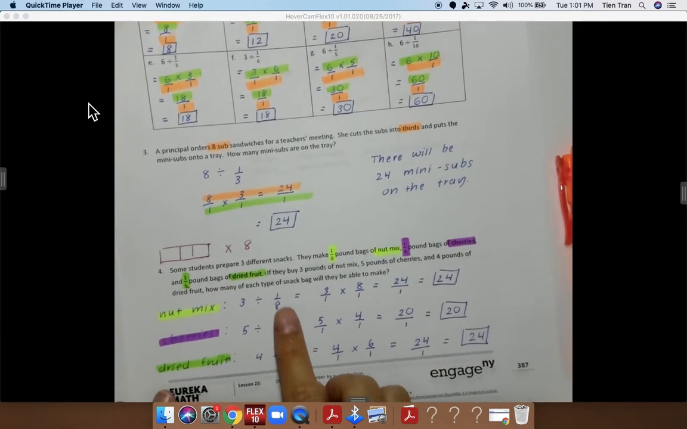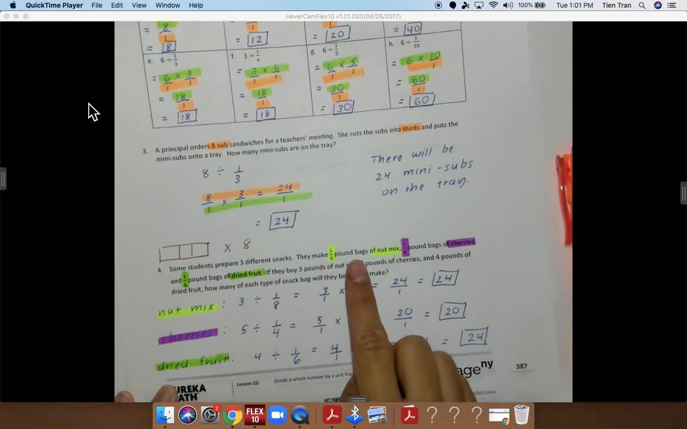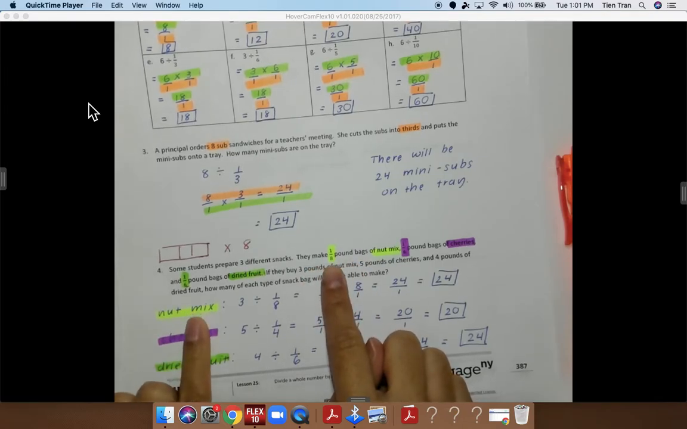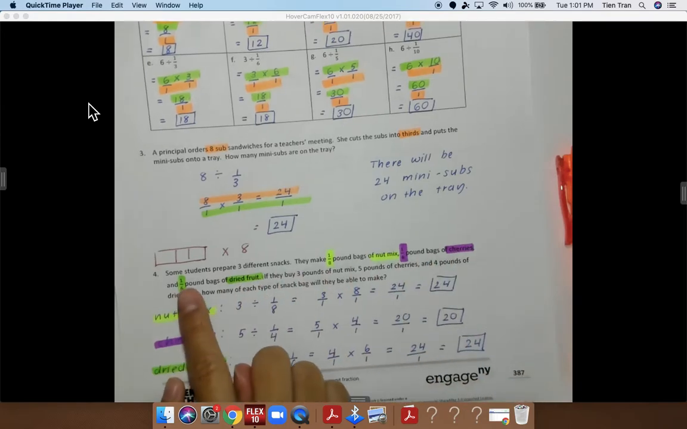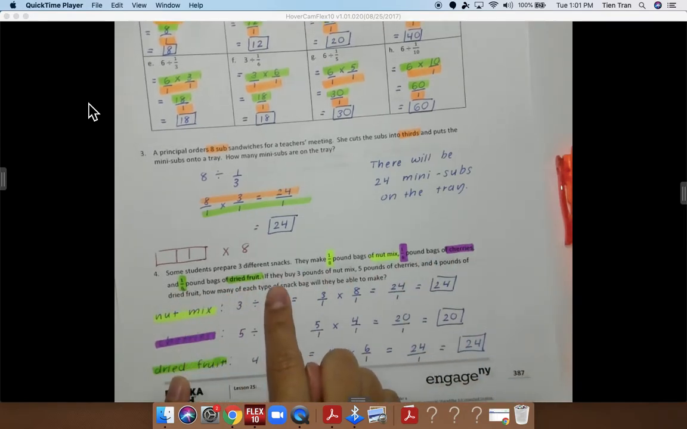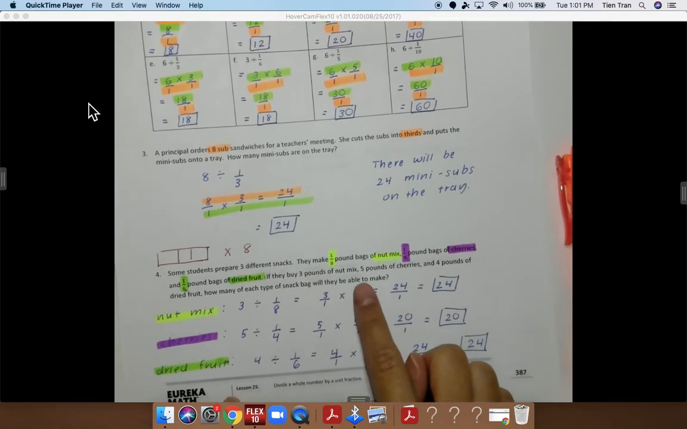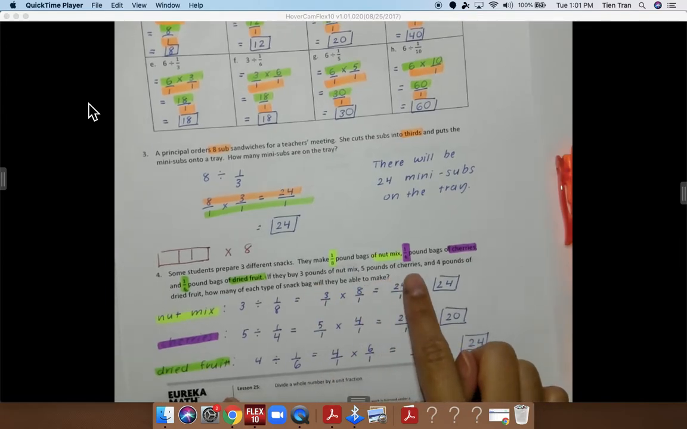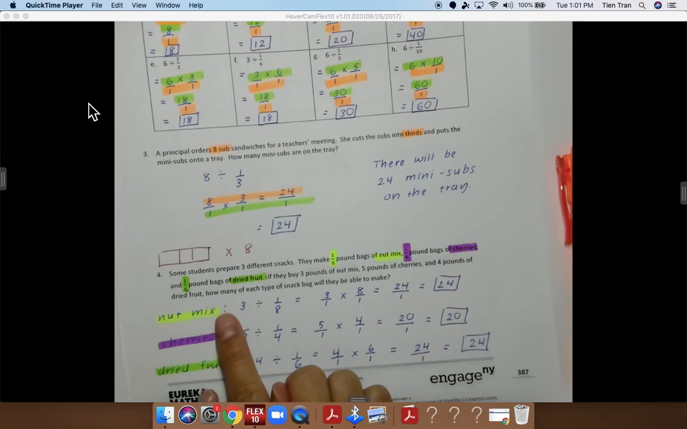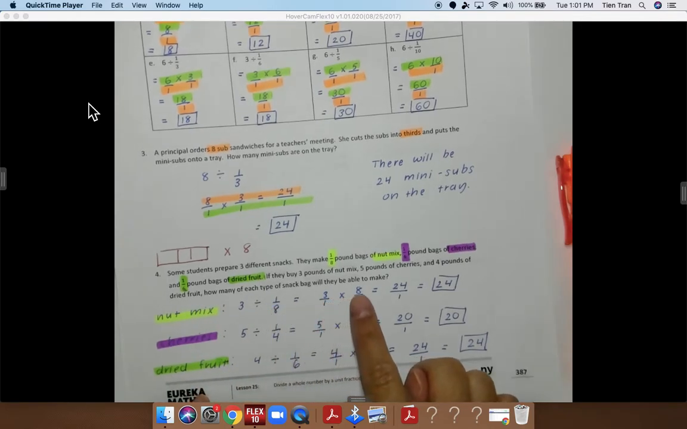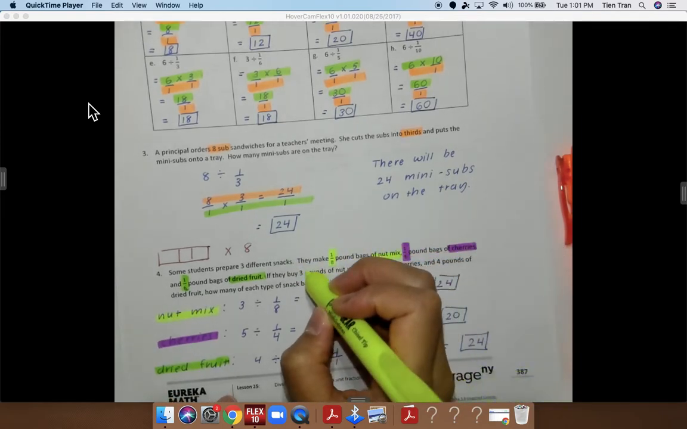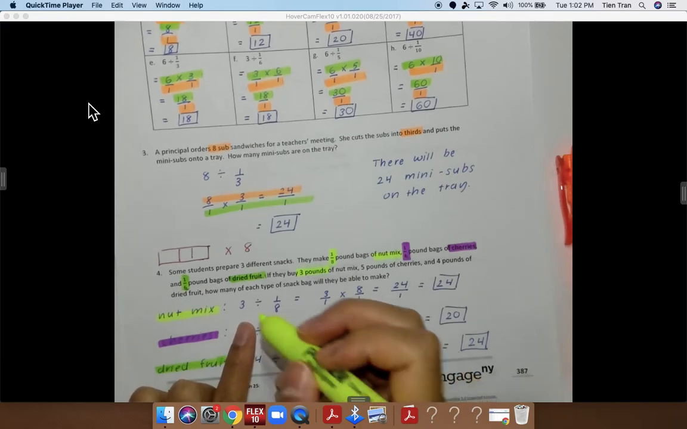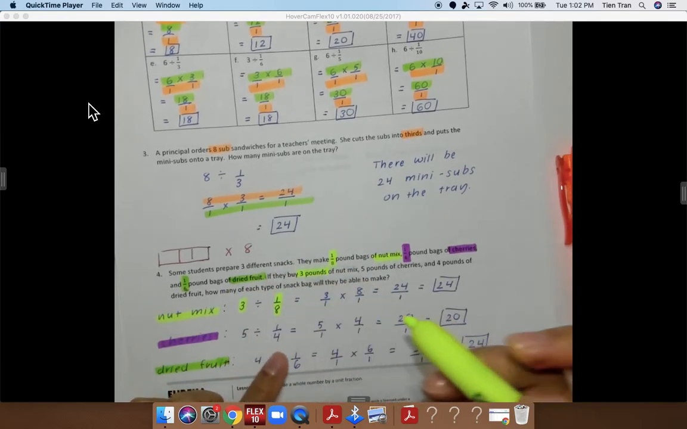Over here, we have some students prepare 3 different snacks. They make 1/8 pound of nut mix, 1/4 pounds of cherries, and 1/6 pounds of dried fruit. If they buy 3 pounds of the nut mix, 5 pounds of the cherries, and 4 pounds of the dried fruit, how many of each type of snack will they be able to make? So right here, I'm going to be highlighting 1/8. It says right here of nut mix, and they're multiplying it times 3. So that's where I'm getting my numbers from, 3 times 1/8.